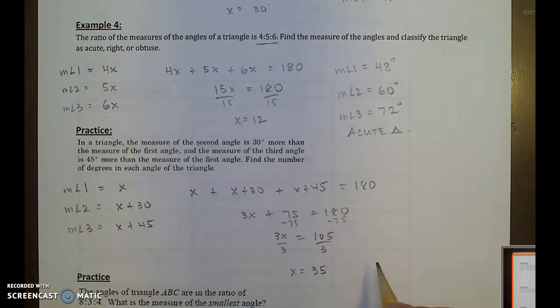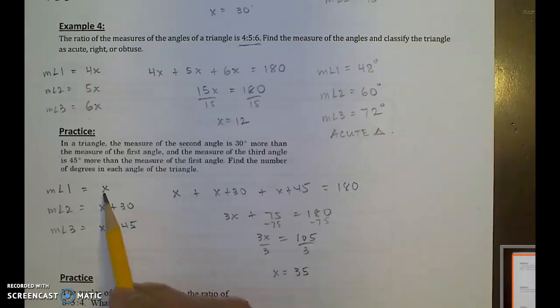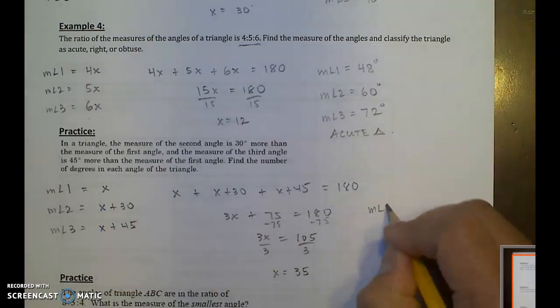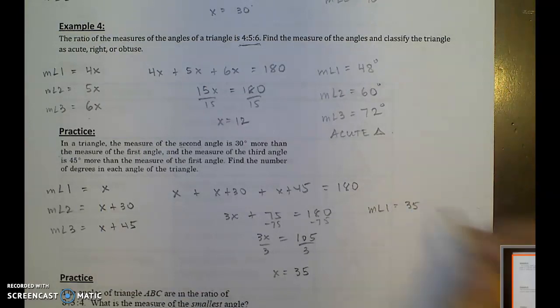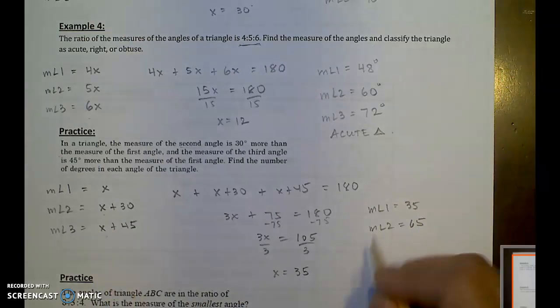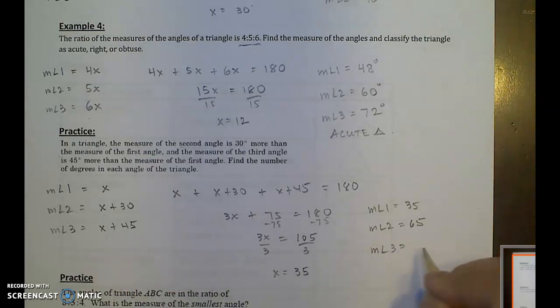Alright, so now that we solved for x, we plug it back in. So the measurement of angle 1 is 35 degrees. The measurement of angle 2, plug 35 in for x, so 35 plus 30 is 65. Angle 3, plug 35 in for x. The measurement of angle 3 is equal to 80 degrees.